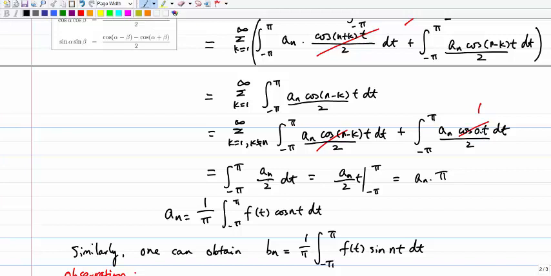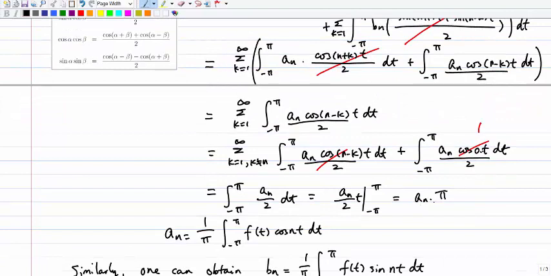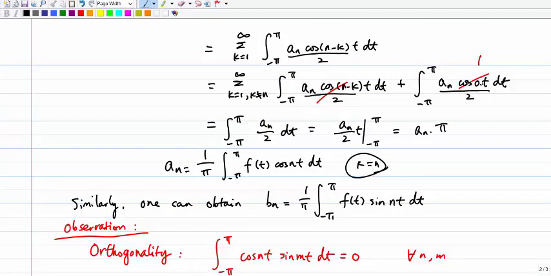So the integration of 1/2 a_n dt is just 1/2 a_n times t, evaluated from negative pi to pi. So this integration is just a_n times pi. The right hand side is just a_n times pi. So if we divide both sides by pi, we get a_n is 1 over pi times the integration from negative pi to pi of f(t) cosine nt, because k is equal to n. Okay, so that is a_n. We can also similarly compute this: b_n is 1 over pi times the integration from negative pi to pi of f(t) sine nt.